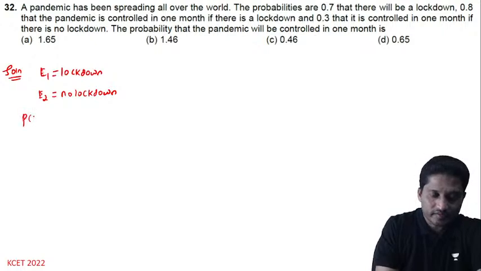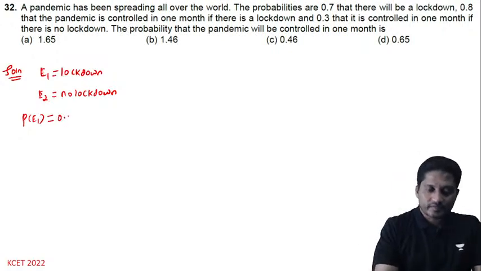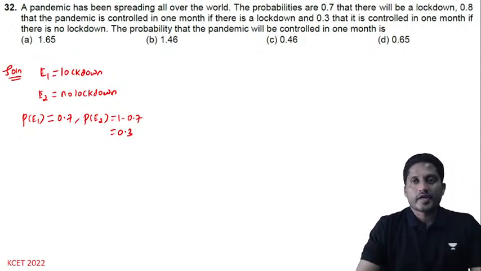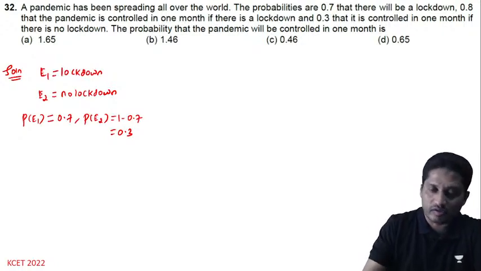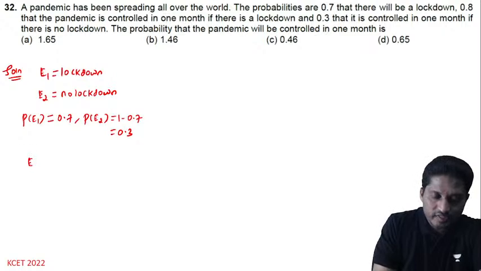Now P of E1 is equal to probability that there will be lockdown is 0.7. No lockdown is equal to 1 minus 0.7, which is equal to 0.3. So this is P of E1, P of E2. Okay, 0.8 that the pandemic is controlled in 1 month if there is a long lockdown, and 0.3 that it is controlled in 1 month if there is no lockdown. So the event which has happened is that the pandemic is controlled in 1 month.